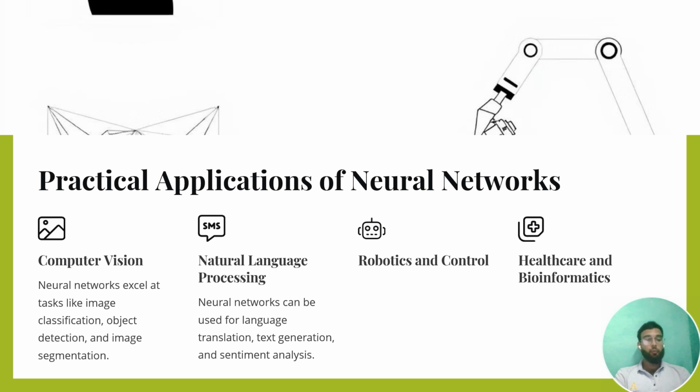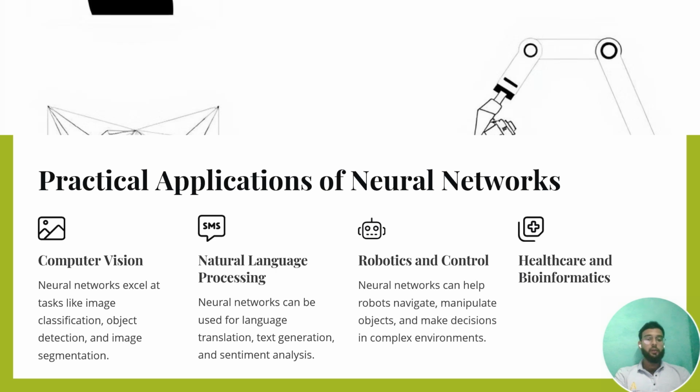Thirdly, we use it in robotics and controls. As I have said earlier, in AI we use it. So neural networks can help robots navigate, manipulate objects, and make decisions in complex environments.